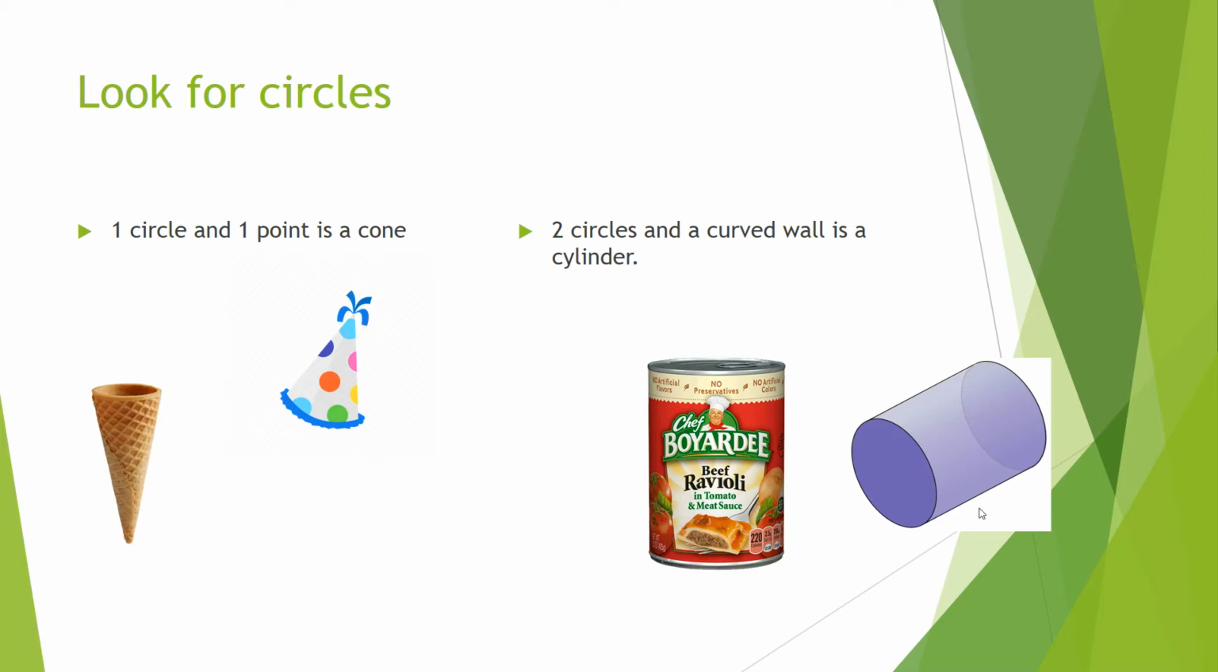The first thing you can do is look for circles. If you have one circle and a point, then that's a cone. If you have two circles and then a curved wall around it, that's a cylinder. So I've got two circles, and then here's the wall curving around it with the ravioli can. You can't see the second circle because it's opaque, but you know that it's there.